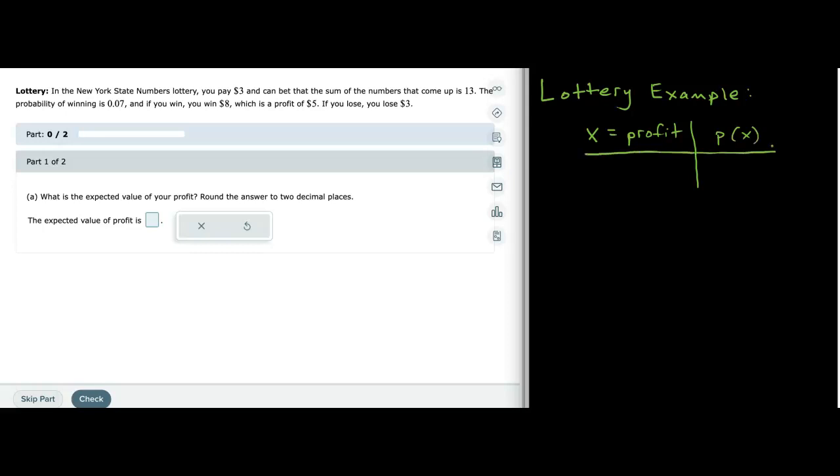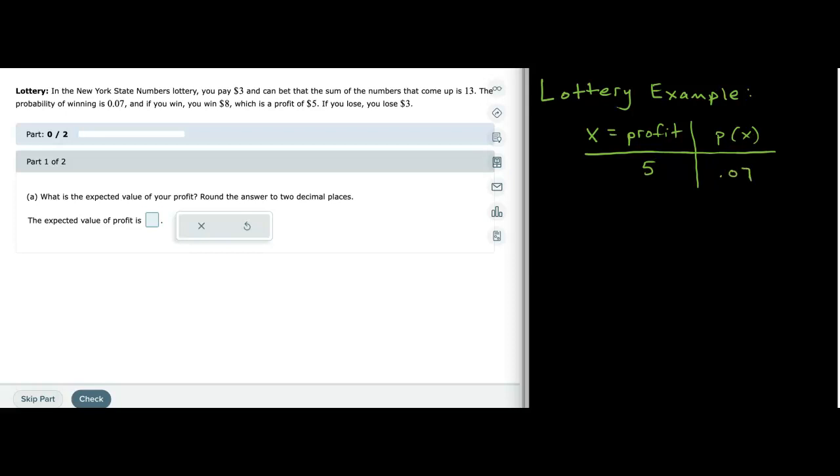Okay, and so we only have a couple of different possibilities for the value of our random variable, for the profit. In one case, you could pay the $3 and you could win $8, and you would have a net profit of 5. So let's put 5 in here. And the probability that's associated with that is 0.07.